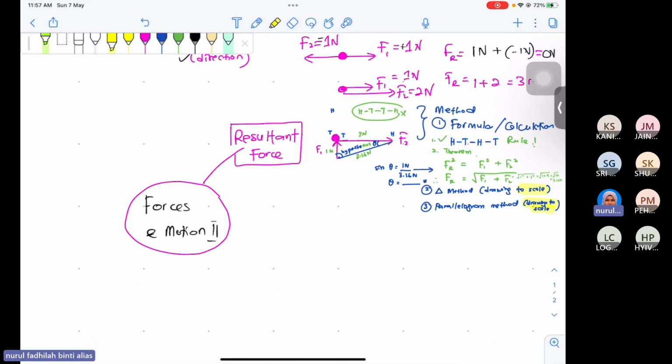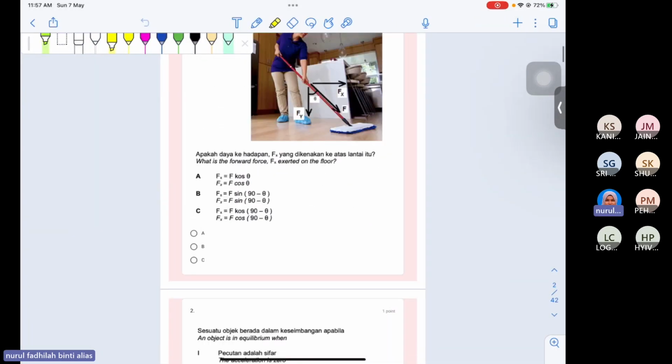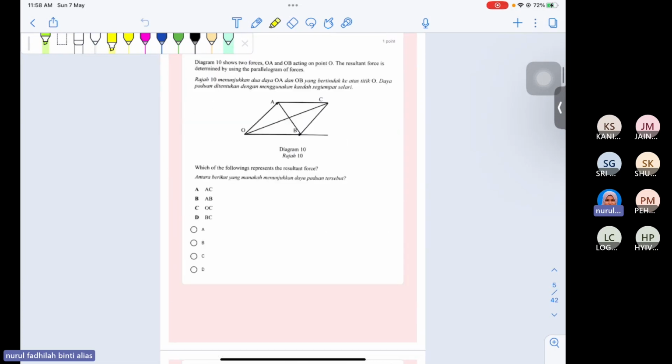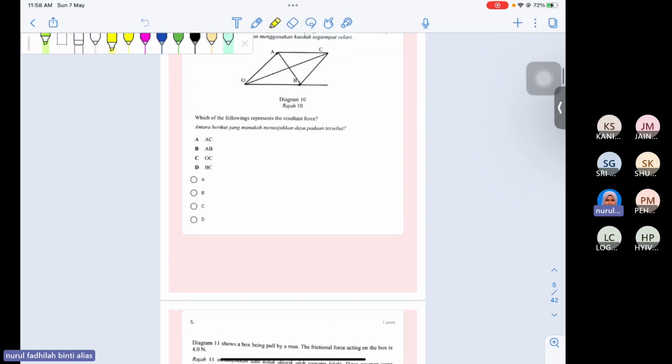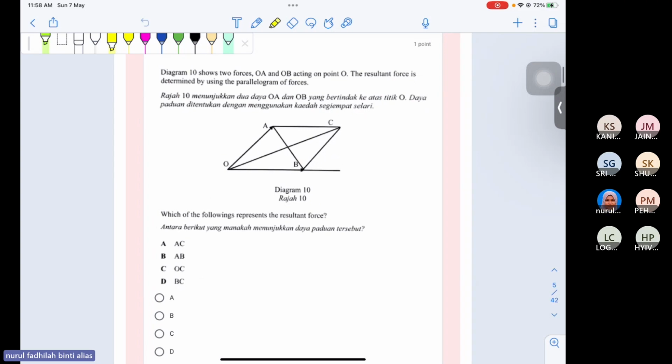So let's look at an example question. Is there an example question on resultant force? Okay, this one does not ask for a value. It only asks a question. Diagram 10 shows two forces OA and OB acting on a point. This is the object. The resultant force is determined by using parallelogram of forces.